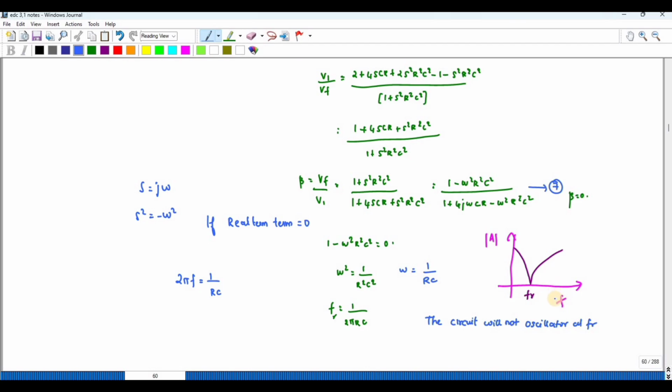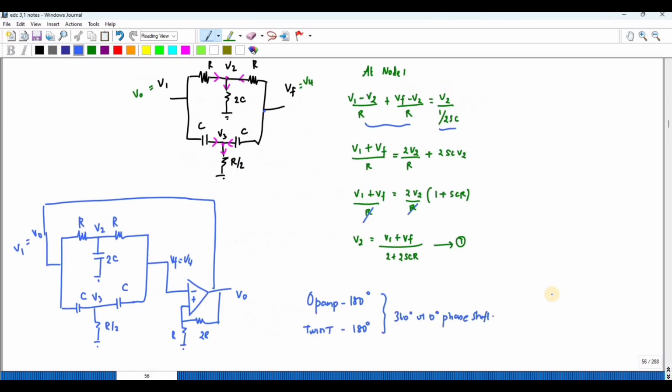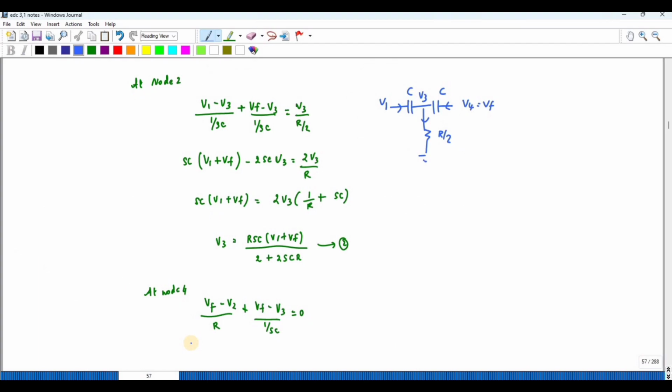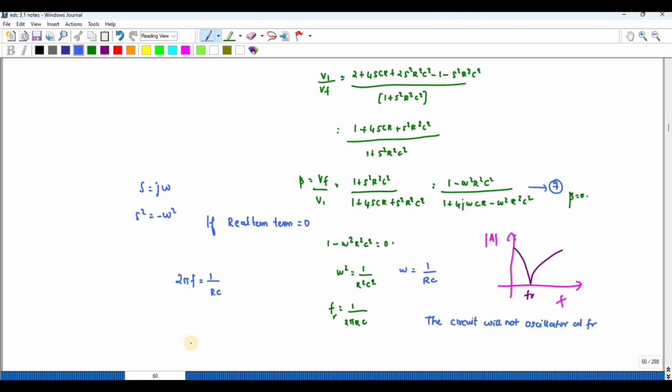And at the non-inverting terminal, you can see the output is in phase with the input. We have employed a positive feedback, so therefore it will produce oscillation at the output, because we have employed the positive feedback here. So that's all about the video. Thank you very much.